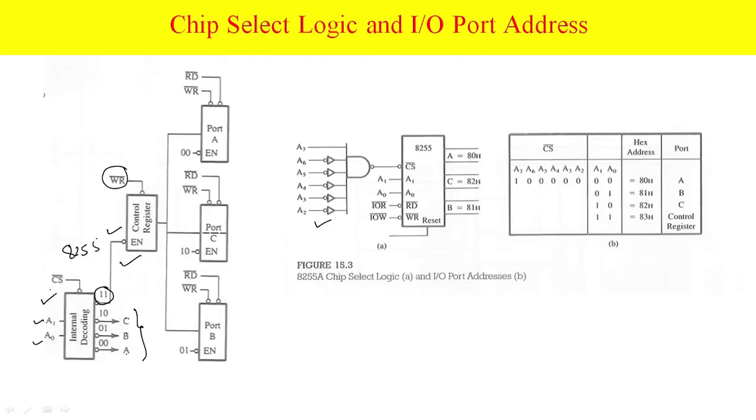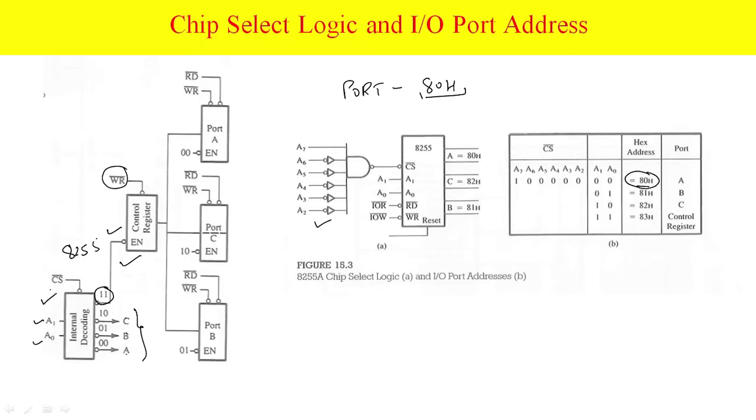This is how to generate the port address. For example, if you want to use port A, the address should be 80. So how to generate the chip select with the help of this? You have to generate 80, the port address. Port A address is 80H. So how to select this port address?